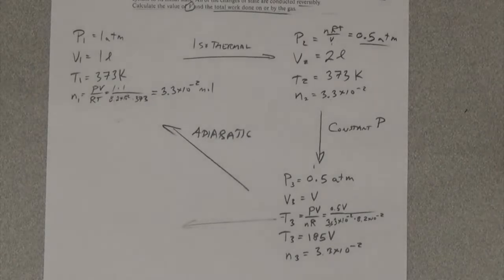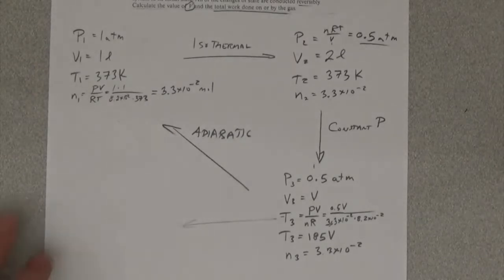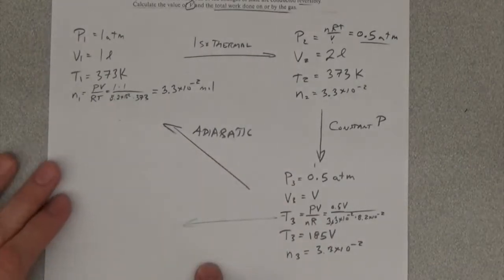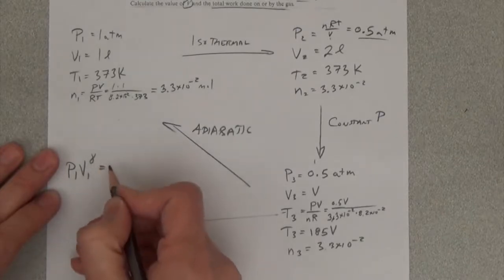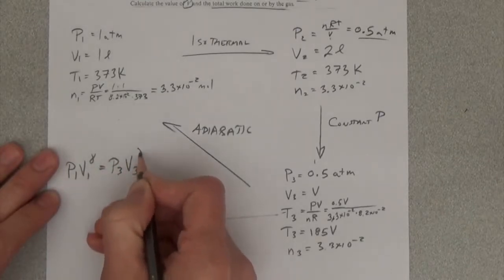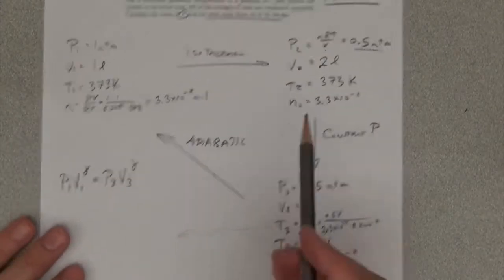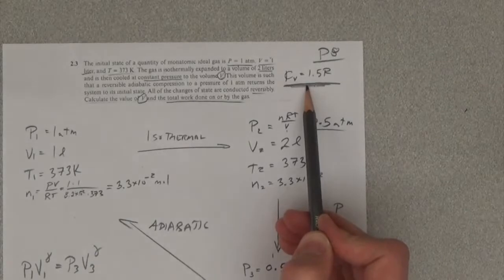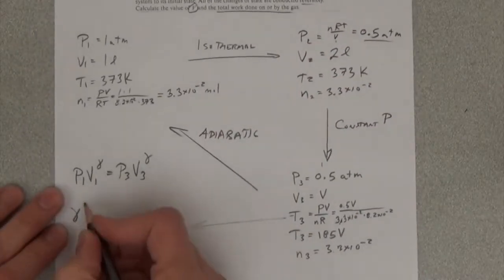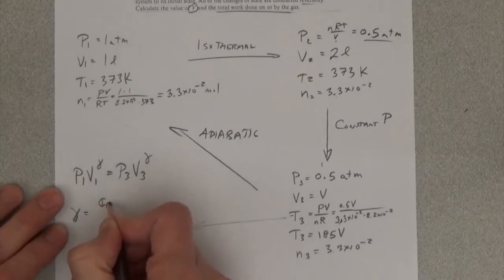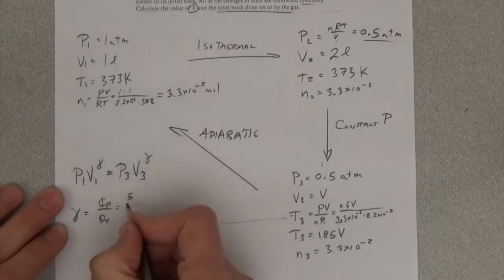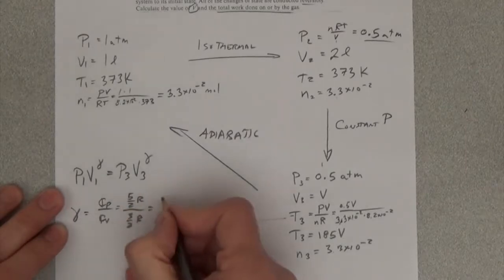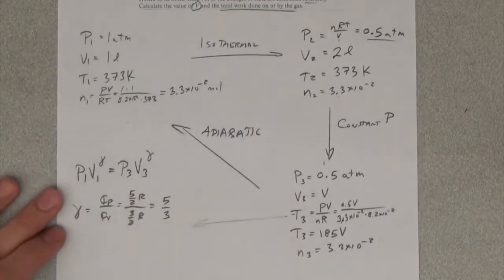Okay, well, the good news is we can find the volume because we know that this is an adiabatic system, meaning that P1 V1 to the gamma is equal to P3 V3 to the gamma. Because we have the heat capacity, we have gamma is equal to Cp over Cv is equal to 5 halves R over 3 halves R is equal to 5/3.